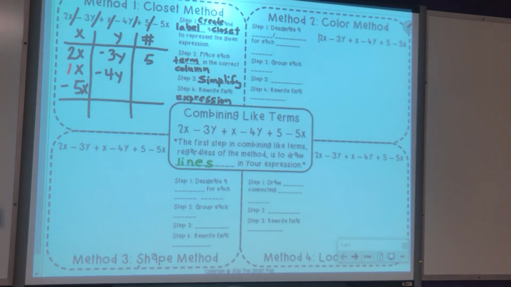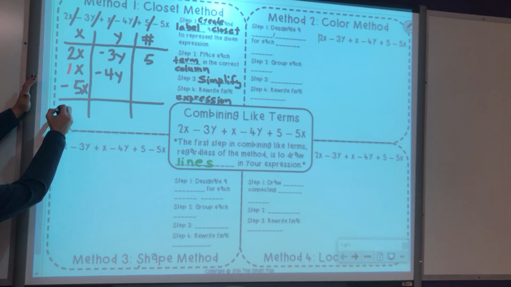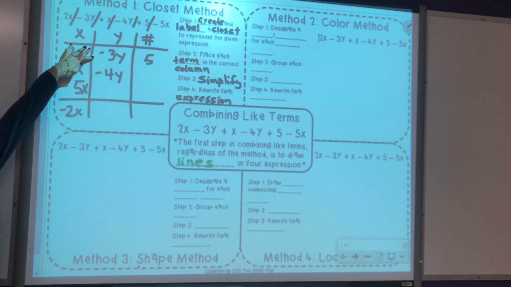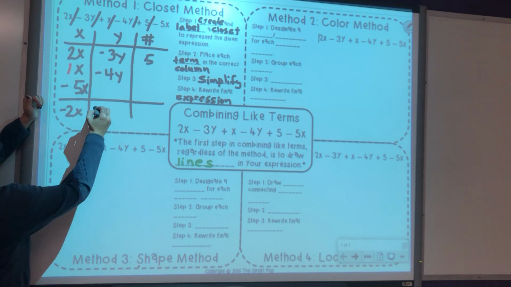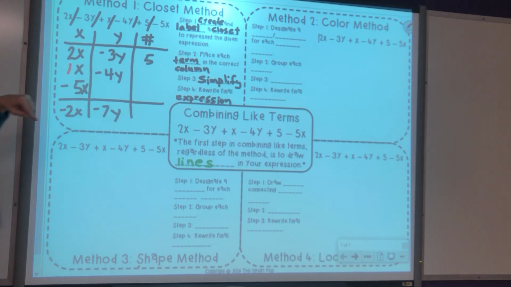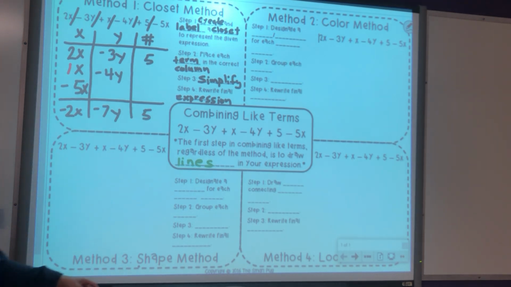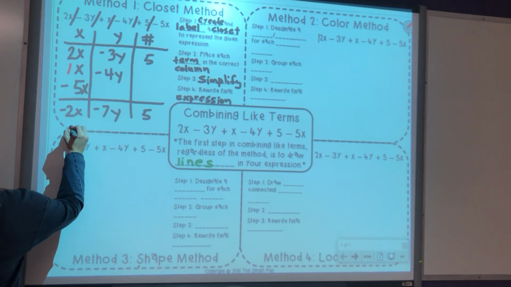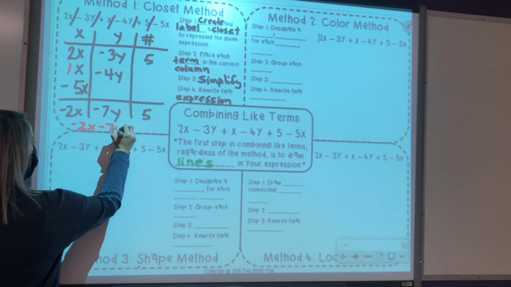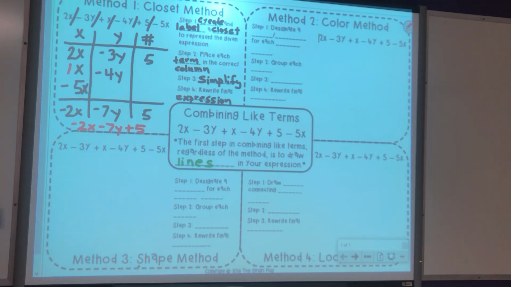So now we simplify. 2x plus 1x equals 3x. 3x minus 5x, negative 2x. Negative 3y and negative 4y, negative 7y. Good. And then, do we have anything to combine with 5? No, so it's just 5. So our expression is negative 2x minus 7y plus 5. Okay, so write this down. That's your final expression.